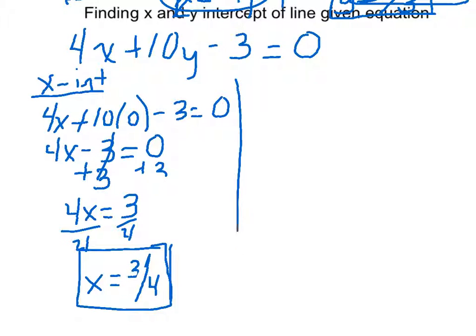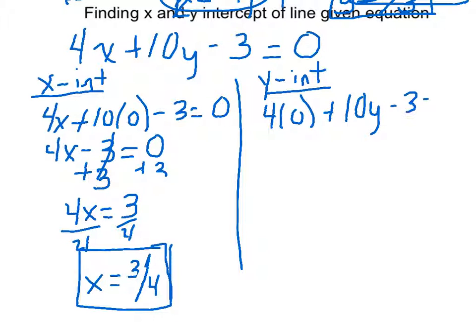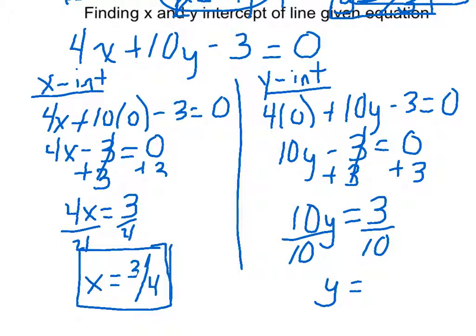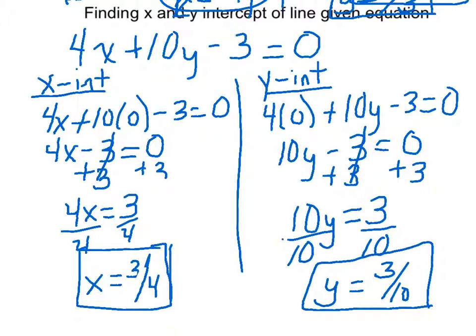Alright, now to find the y-intercept. Almost the same deal. We're putting in x equals 0. So 4 times 0 plus 10y minus 3. 4 times 0 is 0. We don't need to rewrite it. So we just have 10y minus 3 equals 0. Solving for y, we add a 3 to both sides. And then the final step, the 10's multiplying with the y, so we divide both sides by 10, and y equals 3/10. Again, not super pretty, but it works.